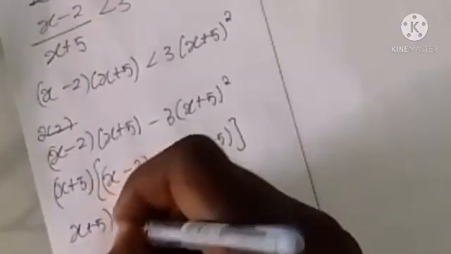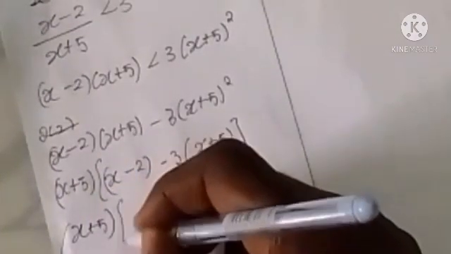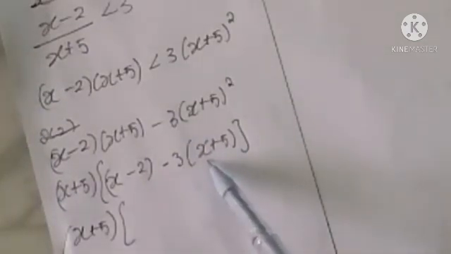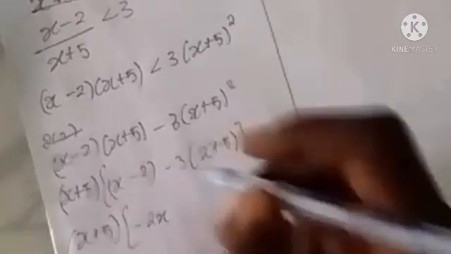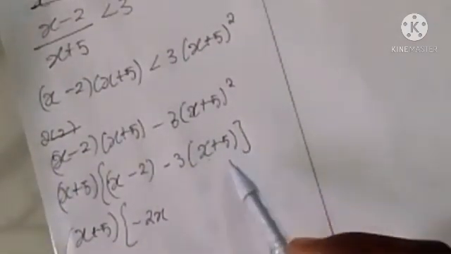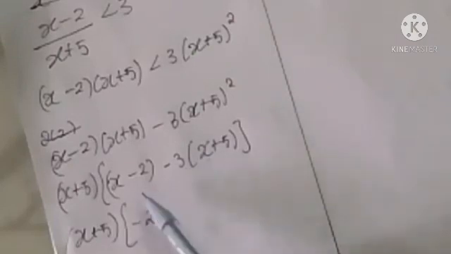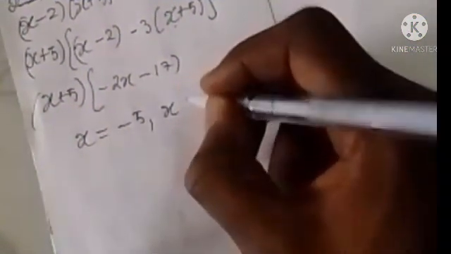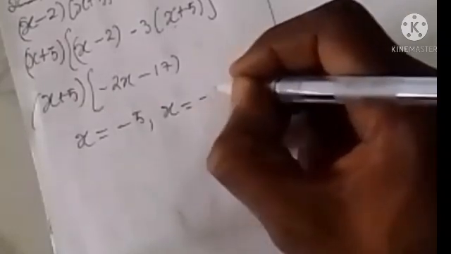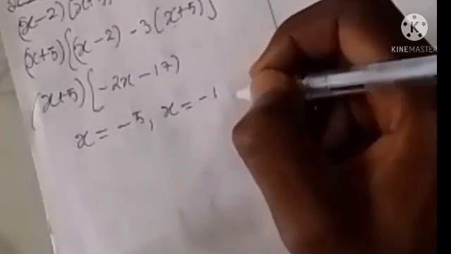(x plus 5) into, well, here minus 3 times x minus 2x, and x minus 3x is going to be negative 2x. Minus 3 times 5 is minus 15, and minus 2 minus 15 is minus 17. So we're going to have x equals negative 5, or x equals negative 17 on 2.